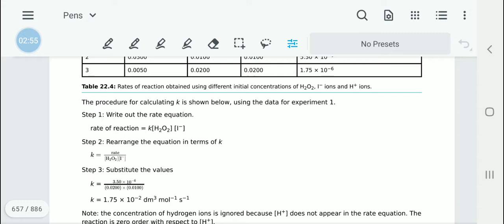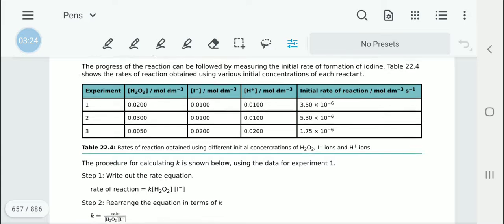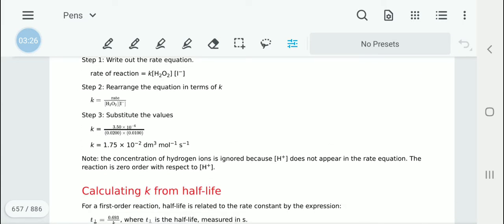Now to calculate the K for experiment 1, we write the rate equation. The rate equation is rate = k [H2O2][I minus]. Then we take k equals rate upon [H2O2] into [I minus]. Then we substitute the values and we get k to be 1.75 into 10 to the power minus 2 cubic decimeter per mole per second. So we got the k for that. So this is a very important distinction, how to calculate it.